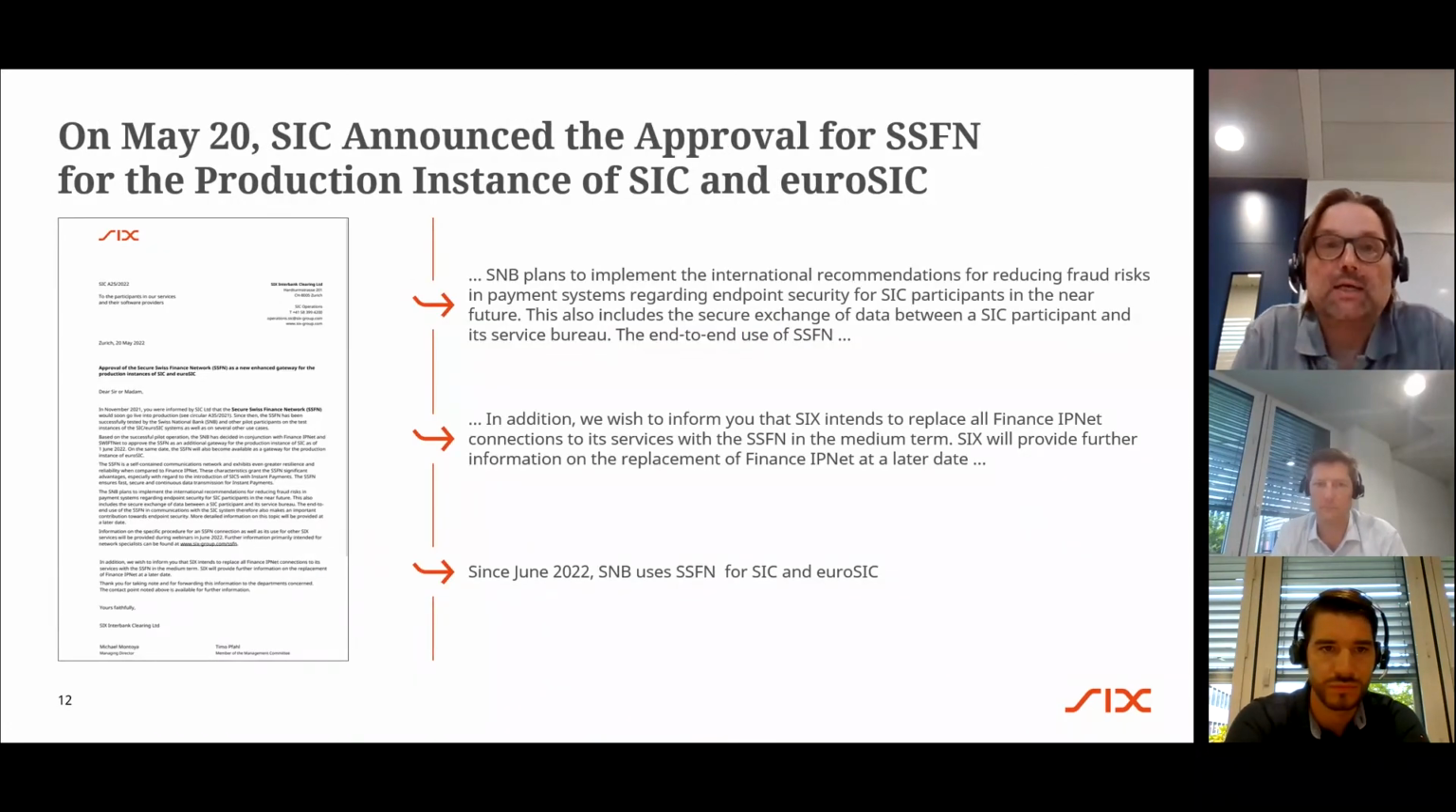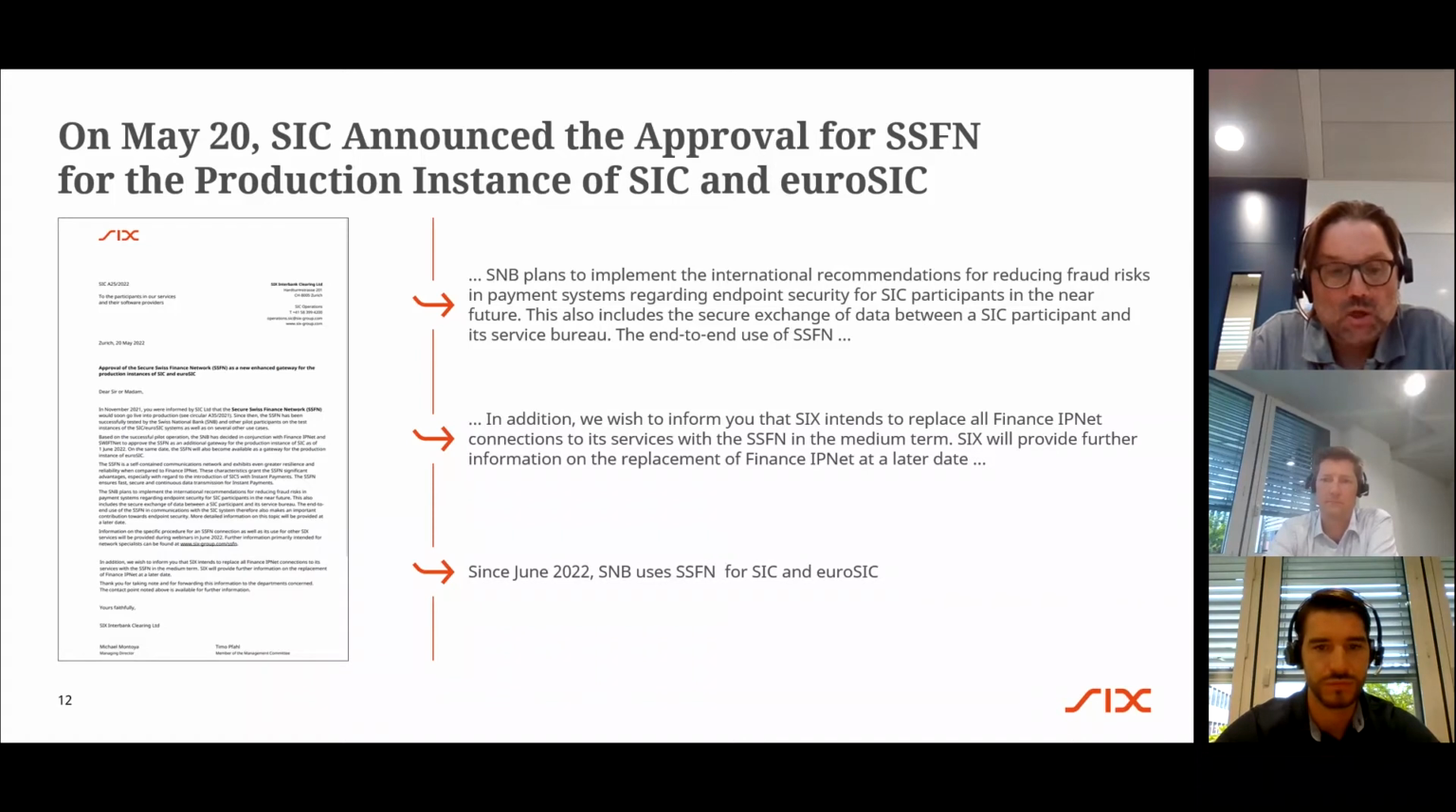As I mentioned at the beginning, in June there was really a big milestone. We issued a circular on May 20th, with the content that the SNB now recommends SSFN for the SIC system. The SIC system is one of the most critical services in the Swiss financial markets. It's really the only interbank payment platform we have. So whenever the SNB recommends a connectivity like SSFN for using the live SIC system, it really says something about the quality of the network.